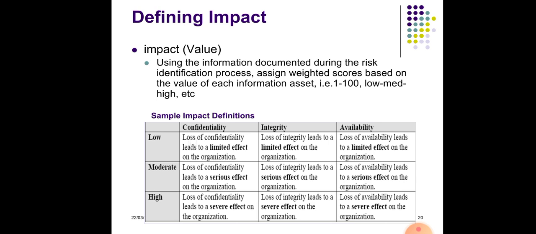As for considering the impact, using the information documented during the risk identification process, assign a weighted score based on the value of each information asset. So we can consider the CIA model, that is confidentiality, integrity, and availability. So how the low, moderate, and high risk will impact the particular organization.